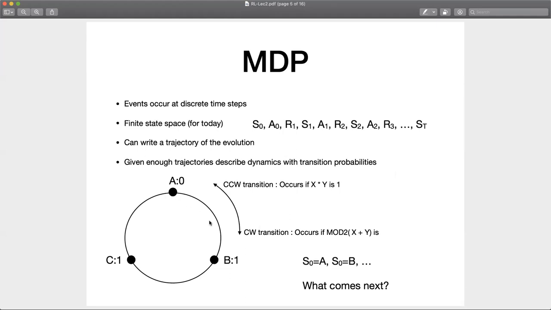Imagine you have this little system here, this environment of 3 states, A, B, and C. And let's imagine that there are 2 actions that can happen. There is a clockwise transition that transforms you from A to B or B to C or C to A, and a counterclockwise transition that goes in the opposite direction, from C to B to A.